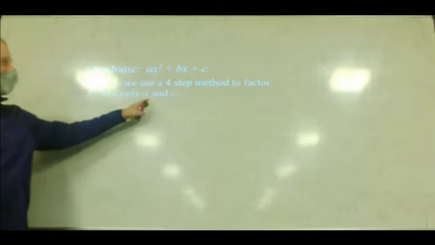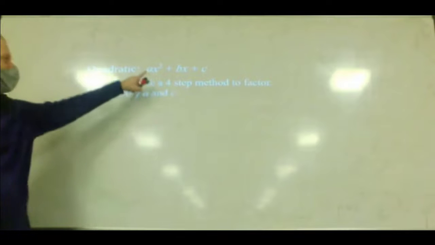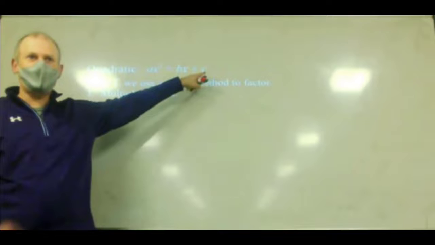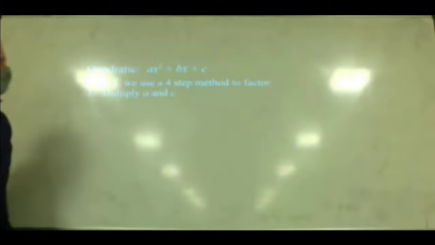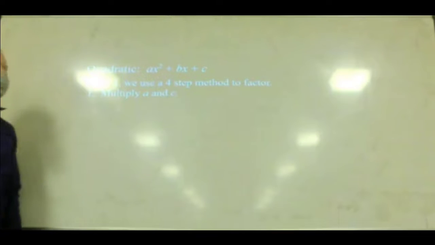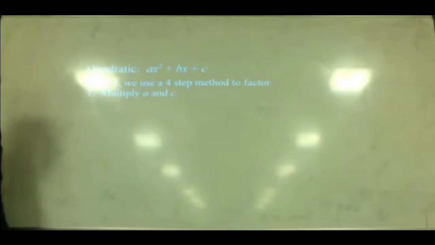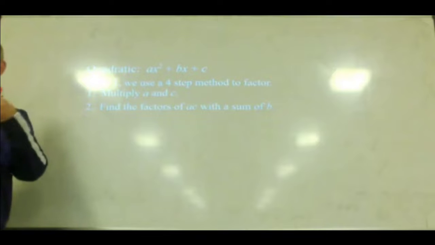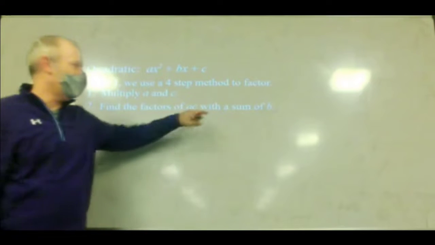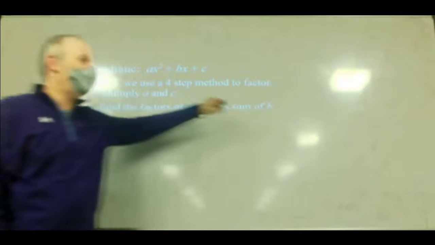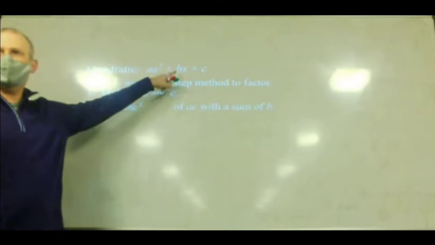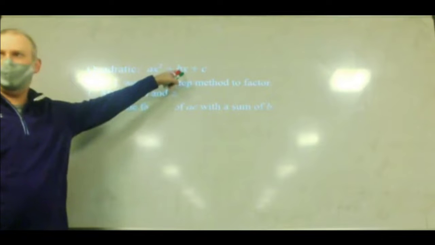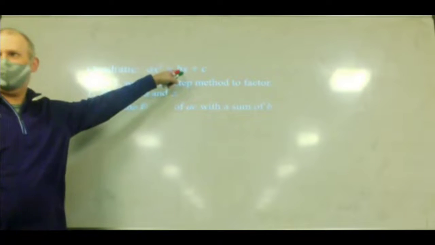We're going to multiply the a value times the c value. So that's this very first number times this very last number. We're going to multiply those two together, a times c. Then we're going to find the factors of that product of a times c. And we're going to look for the factors that have a sum of b. So we're going to find 2 numbers that multiply to be a times c, but will also add up to be this middle number, b.